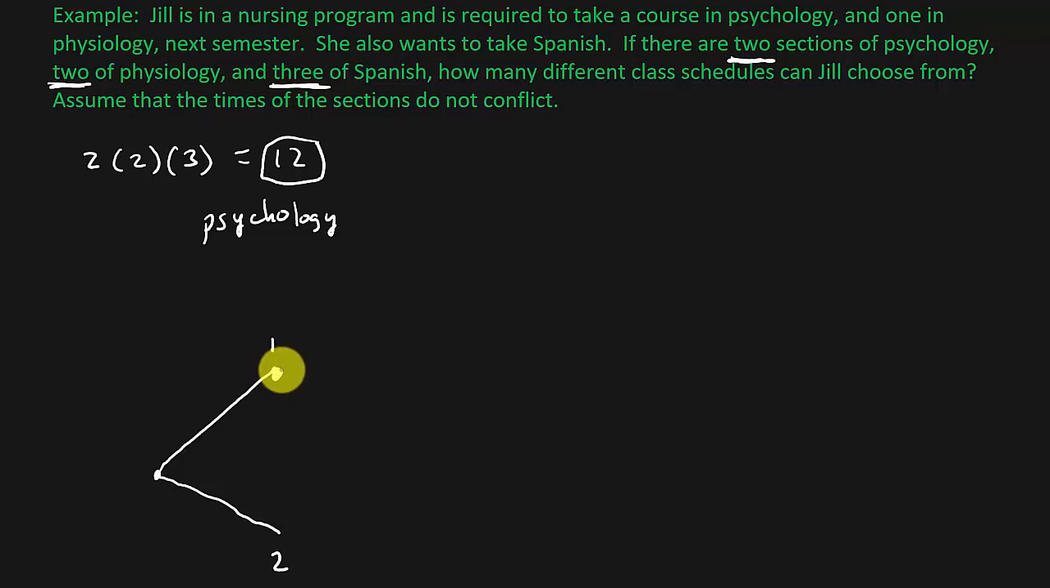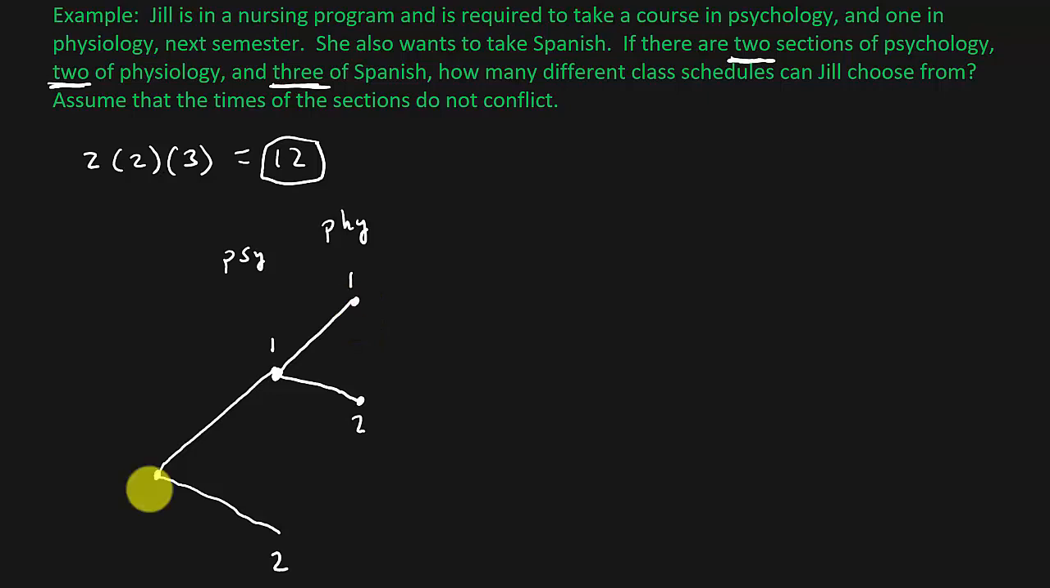Then from here, we have to choose a class in physiology. So we have 2 sections to choose from here. I'm going to abbreviate this. This is going to be the abbreviation for psychology, and then this will be what we use for the abbreviation for physiology. So we can choose section 1 or section 2. We can go to either one of those.